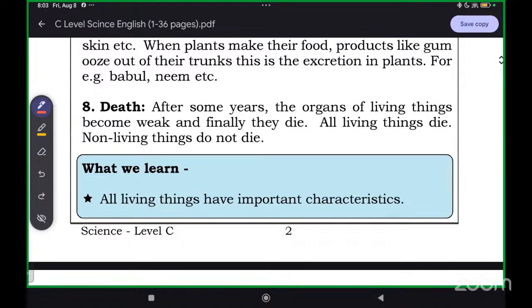The last one is death. After some years, the organs of living things become weak and they finally die. All living things die, whereas non-living things do not die, because non-living things do not have life, so they cannot die. But living things, because they have life, there also comes death.